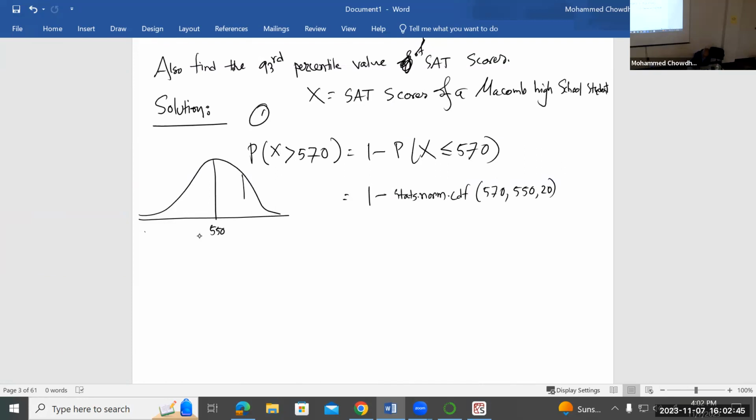So this is what we are finding, right? This is equal to 570 and this is the graph. This is the area that you are finding. Are you okay? Are you understanding? This is the area that you are finding. Clear, right?